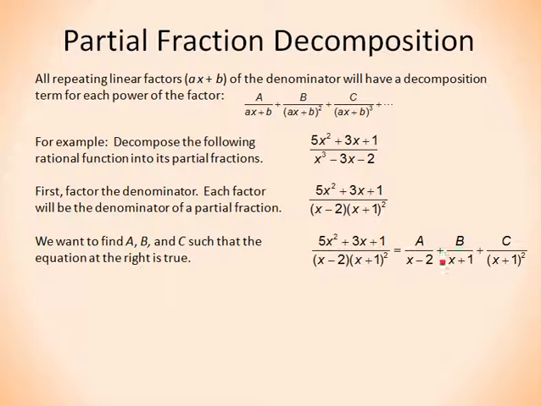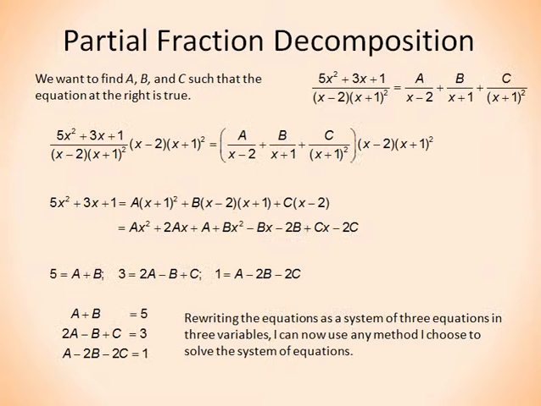Here's my partial fraction decomposition term for the non-repeating linear factor. Here's another term for the single power of the repeating linear factor, and here's another term for the power of 2 of the repeating linear factor. All three of these are necessary. Now what I'm looking for is what value A, B, and C should have in order to make this equation true. Just like I did last time, here's my equation.